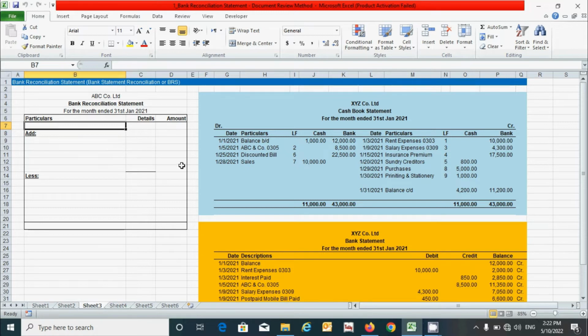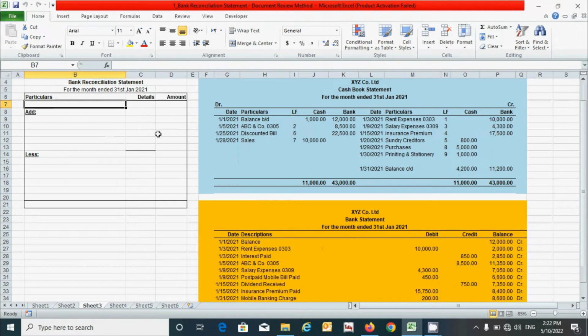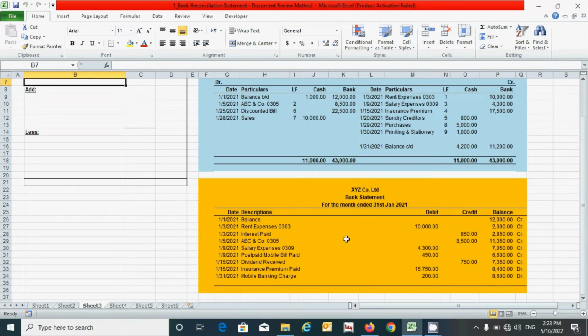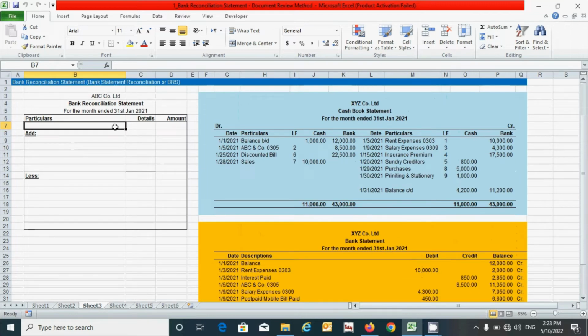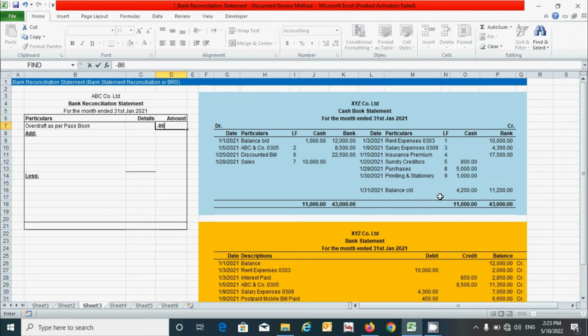Okay, so now here I'm going to select this statement as the first statement. Based on this statement I'm going to put the closing balance from this statement, by writing the statement overdraft as per passbook, due to the negative closing balance, that is the debit balance under this statement, you can see. So first click here and type overdraft as per passbook. Now click here and now let's put the value, this one, that is negative 8,600.